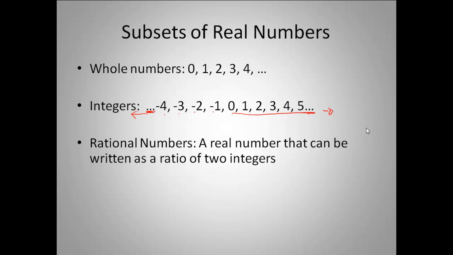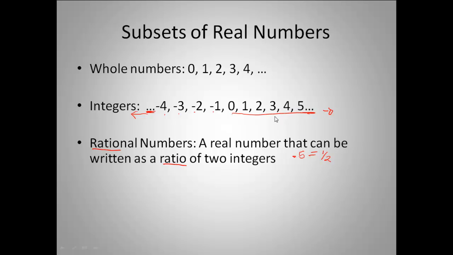Now, our rational numbers. The key here with rational is the root word. And the root of rational is ratio. And a ratio basically means it can be written as a fraction. So a rational number is any number that can be written as a ratio of two integers. This just means it can be written as a fraction. Now, our rational numbers can be in the form of decimals, because if we have the decimal 0.5, we can still rewrite that as a ratio of 1 to 2. Repeating decimals can also be written as ratios.